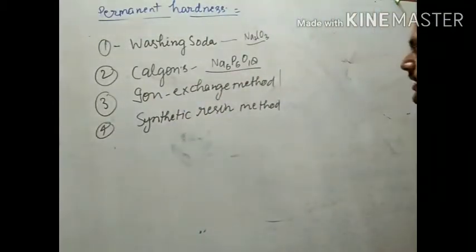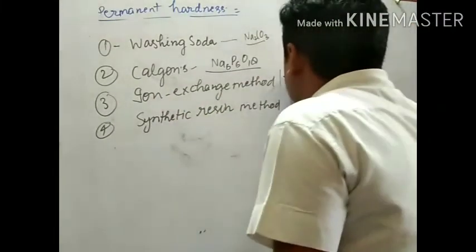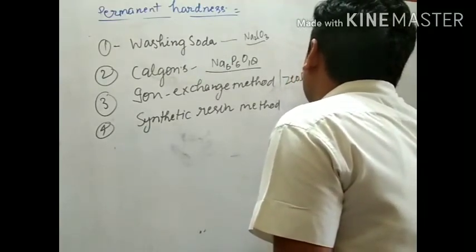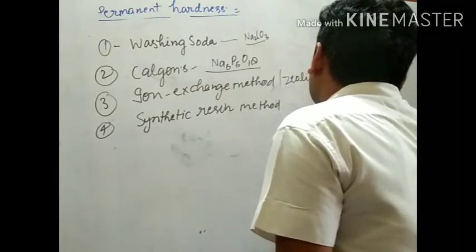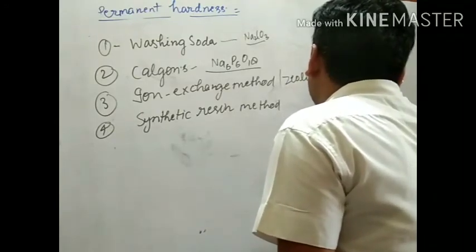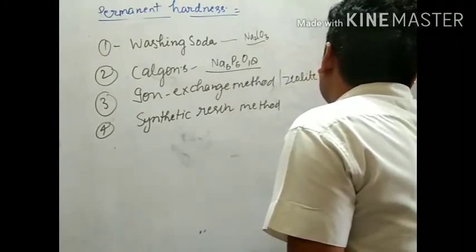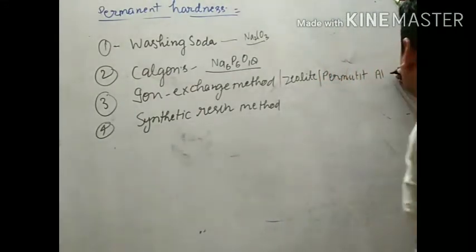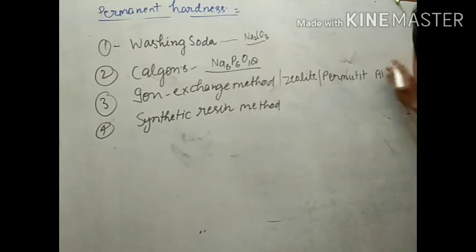What have we used here? It is known as the zeolite method, or permutit method. And zeolite is sodium aluminium silicate, and inside we wrote it as Na2Z. So we have Na2Z in the ion exchange method.